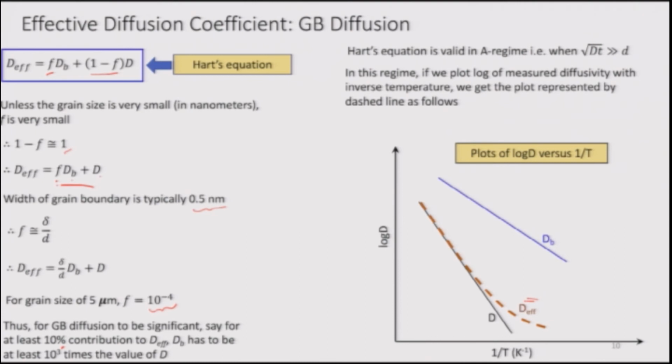So, we can see these plots are bound by lattice diffusivity on the lower side and the grain boundary diffusivity on the higher side. We can see at lower temperature, since the grain boundary diffusion is faster, the plot is almost parallel to the Arrhenius plot for grain boundary diffusion. At higher temperature, the plot almost coincides with the plot for lattice diffusion, and in between there is a transition. So, that is why the plot is curved in between.